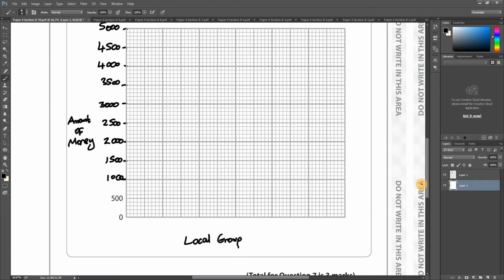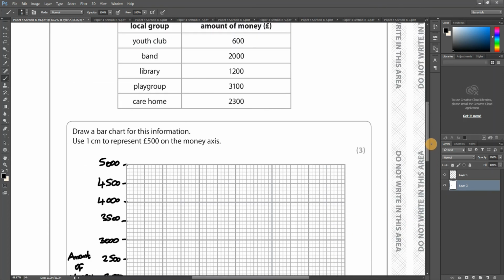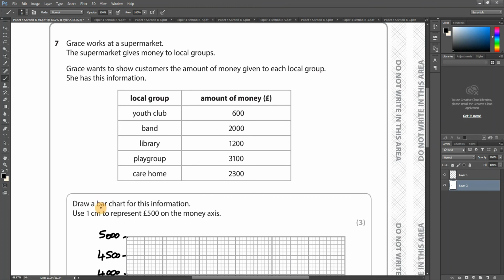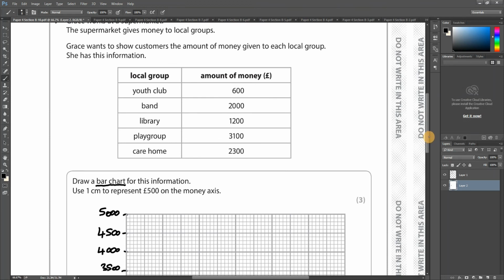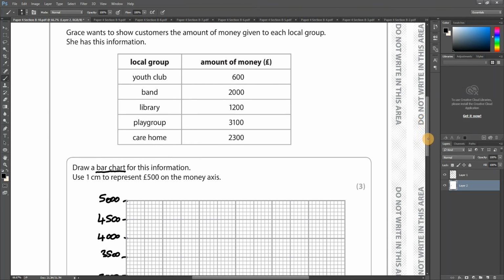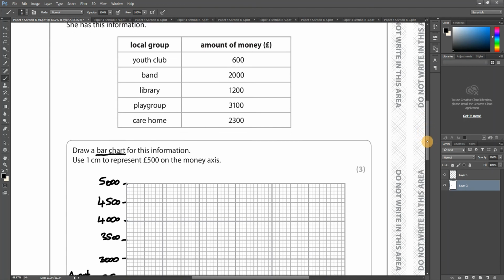Yeah, don't forget bar chart. Don't get it mixed up with line graph. They're two different things. If you start drawing a line graph instead, you're not going to get anything. So make sure you draw bar chart. I know it's obvious, but I've seen people do other graphs, and you're not going to get marks for it because you're not answering the question.